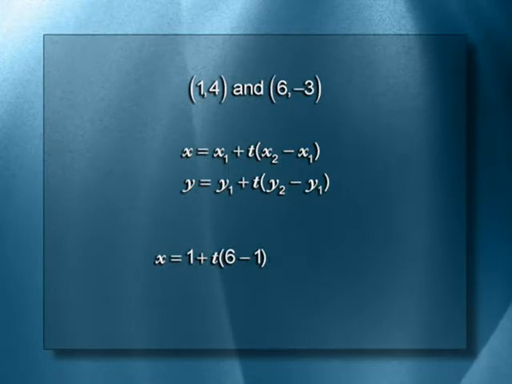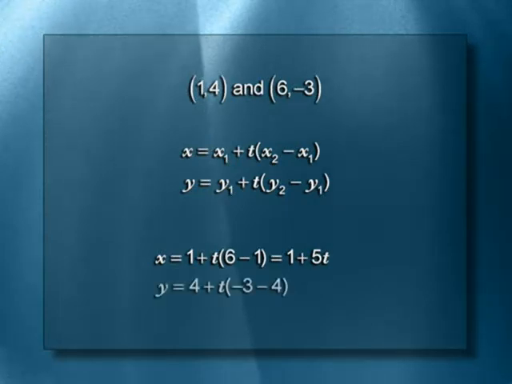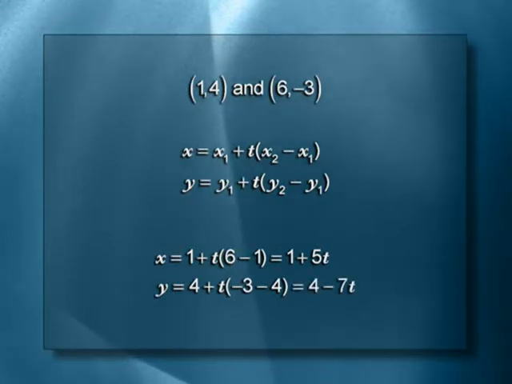So the first equation is x equals 1 plus t times the quantity 6 minus 1. That's 1 plus 5t. How about that second equation for y? Well, now the y coordinates are 4 is y1 and minus 3 is y2, so it's 4 plus t times minus 3 minus 4. And you get 4 minus 7t.